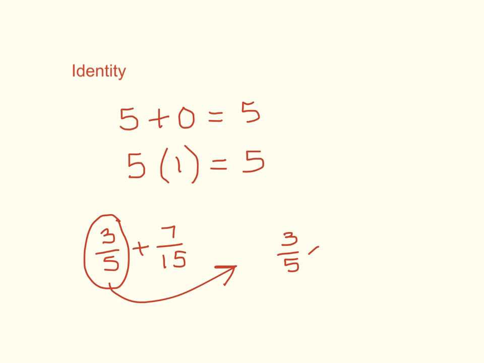3/5 times 3/3 equals 9/15. This is a value of 1. So I've just done the identity property, even though we didn't call it that. So these truths, these properties are going to be very useful as you get further into algebra. So we're going to do some practice starting tomorrow.